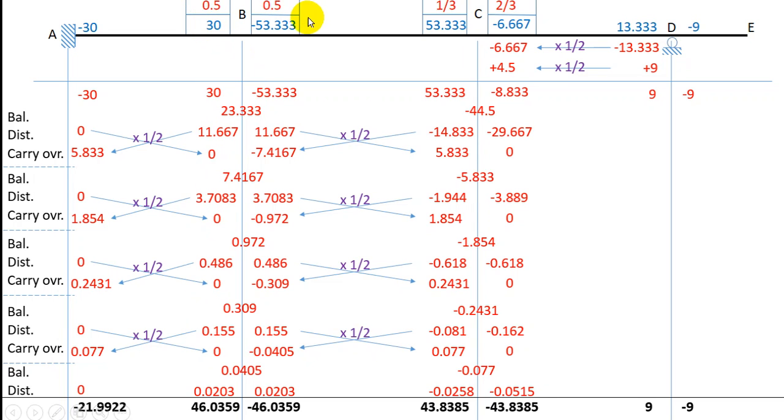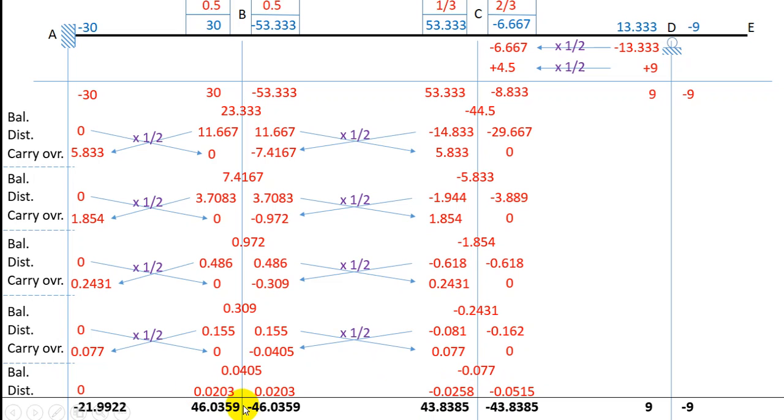These are distribution factors. You only need to add the moments, and you get 46.0359. Here you get -46.0359 plus 43.8385 minus 43.8385 and plus 9 minus 9. So you see all the joints are balanced here. They have equal moments on both sides, but different in sign.